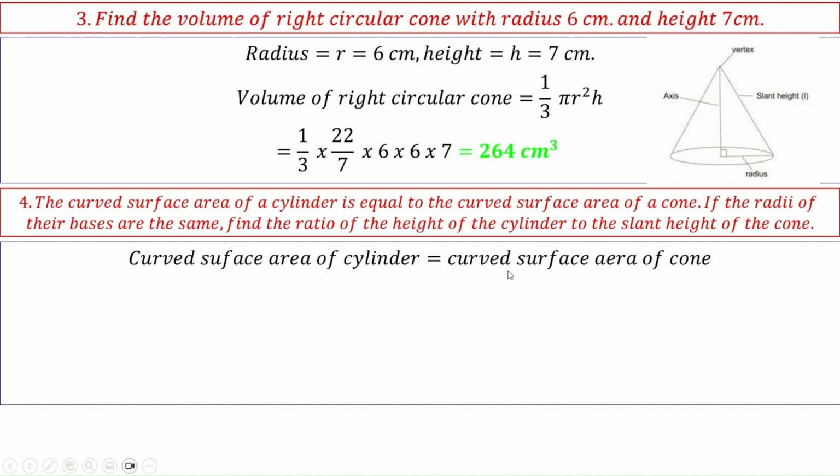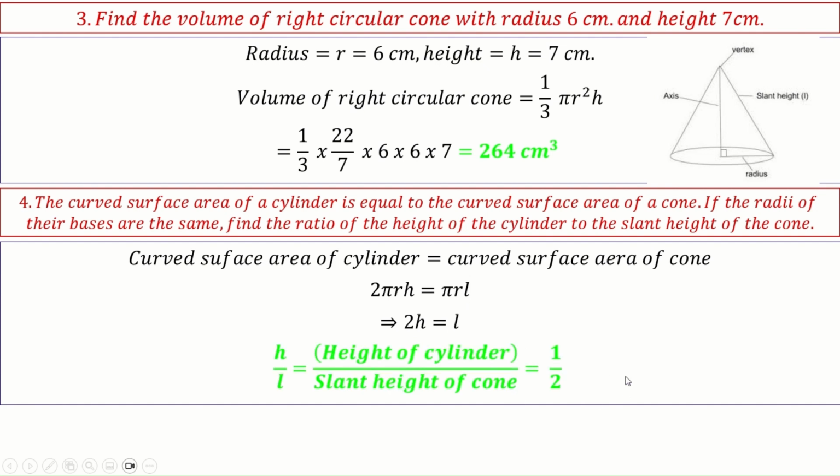Curved surface area of cylinder and area of cone are same. For the cylinder it is 2 pi r h, for the cone it is pi r l. Both have the same radius, so r cancels, and we need to find h by l. So 2h equals l, h by l is equal to 1 by 2. Okay, next.